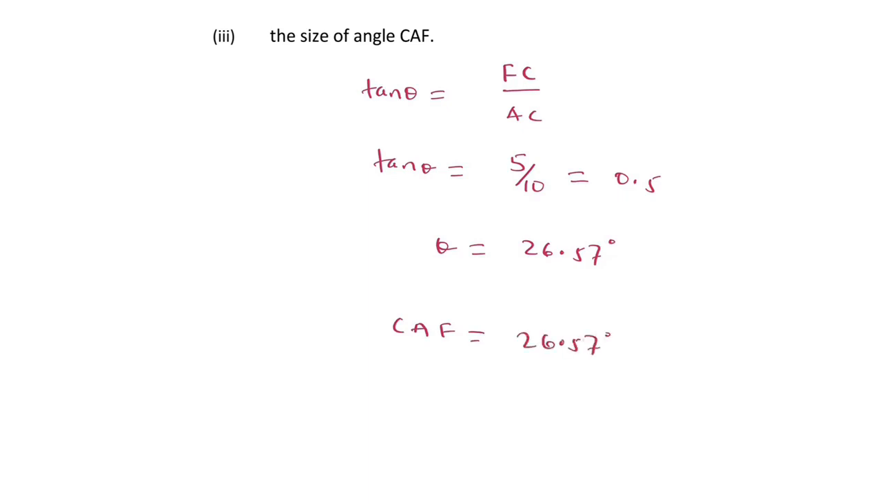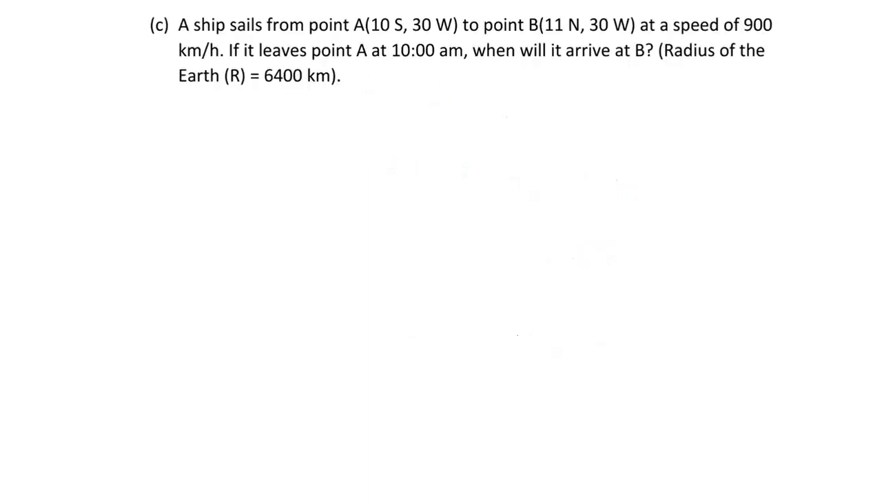degrees. Part C: a ship sails from point A with those coordinates to point B with those coordinates at a speed of 900 kilometers per hour. If it leaves point A at 10 a.m. o'clock, when will it arrive at B? And then we have been given the radius of the Earth to be 6,400 kilometers. So this is the Earth as a sphere problem.